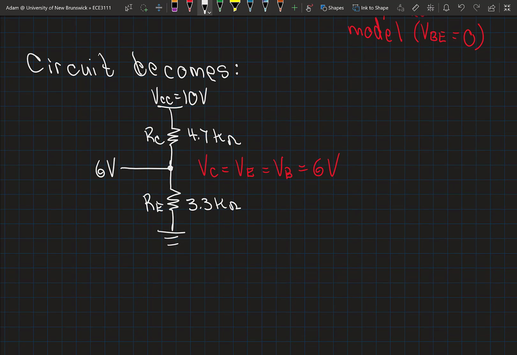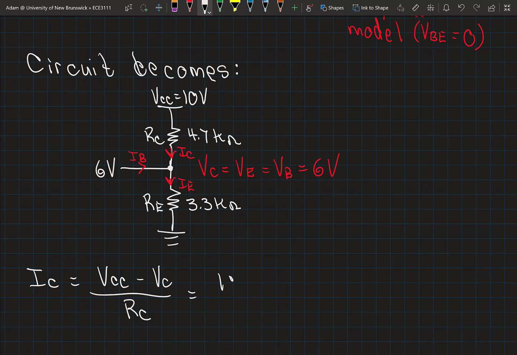So now if we just use simple circuit analysis techniques to solve for this circuit, we can solve for the collector current, the emitter current, and of course the base current being the difference between those two. So let's solve for those. The collector current is simply going to be equal to VCC minus the voltage at the collector, which is the voltage at the base, divided by the collector resistance. So this is 10 volts minus 6 volts divided by 4.7 kilo ohms. And this gives us a collector current of 0.85 milliamps.